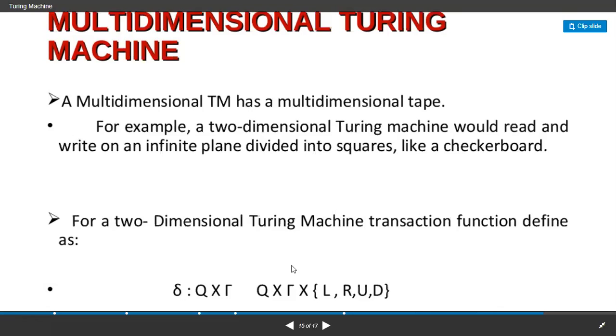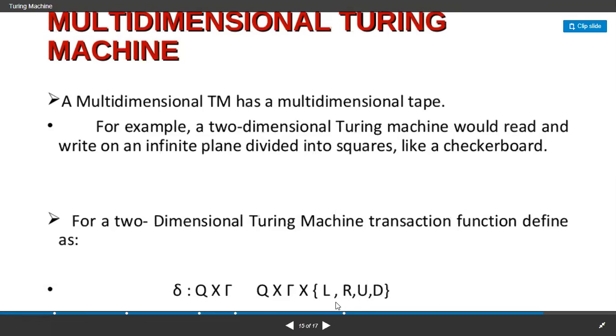So one for reading and one for writing, right? And in the two-dimensional, we would read and write on an infinite plane, right? So that's why we divided into squares, like in checkerboards, one for square and one for a checkerboard. And here this is the most important transition function for defining the multi-dimensional Turing machine.